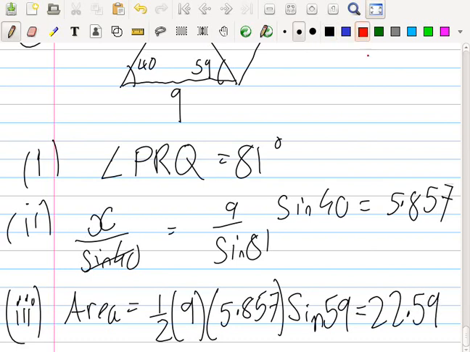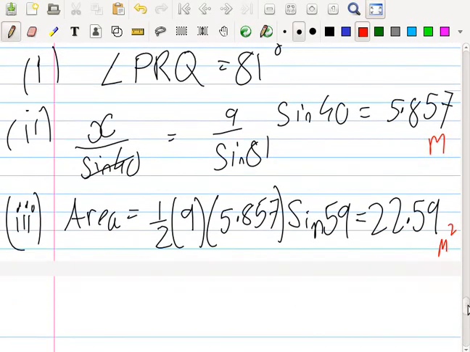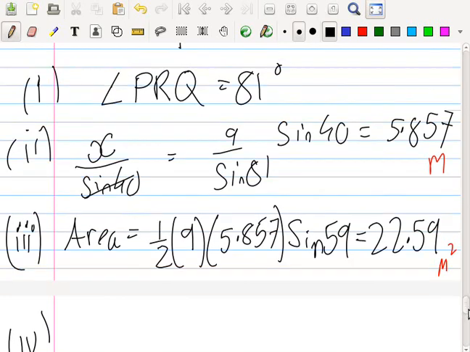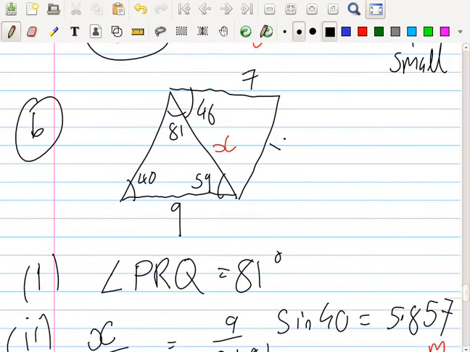Actually, these are in meters, so that's meters, and then that's meters squared. I think this is probably the best trigonometry question you could get in the exam. Find the length of QS. So what rule would I use for QS? Not sine rule. I'm going to use cosine rule.